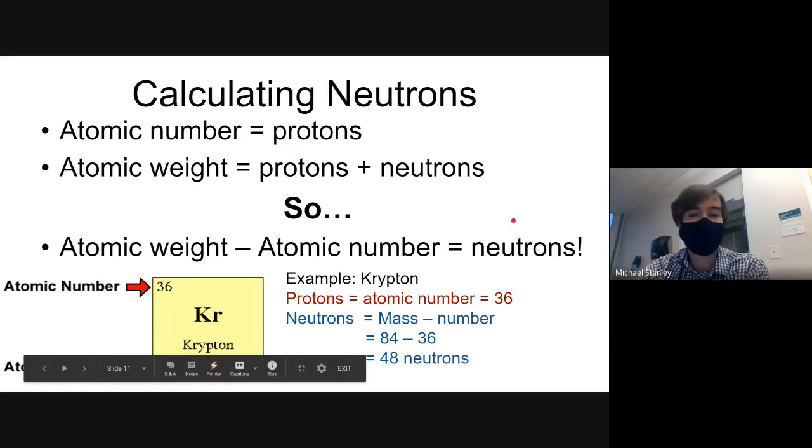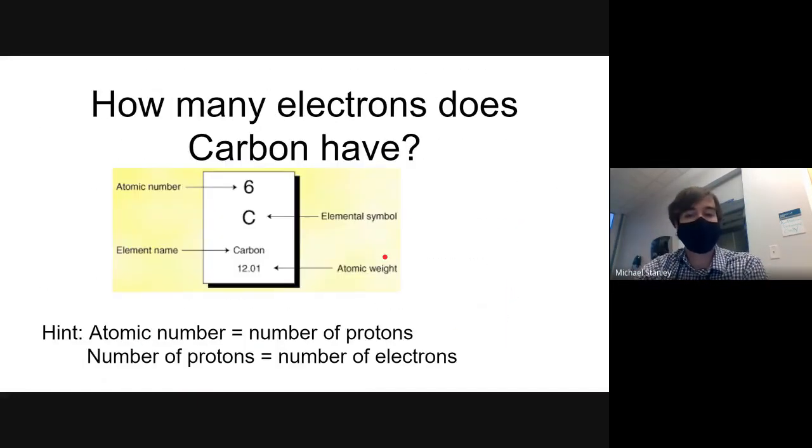All right, awesome. Let's look at another one. So here is our periodic table box for carbon. Carbon has the symbol of C. Carbon is a pretty small early on element. It has an atomic number of 6 and an atomic weight of 12. So let's go ahead and work down the list. So first off, how many protons are in carbon?